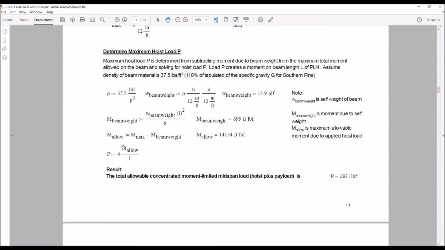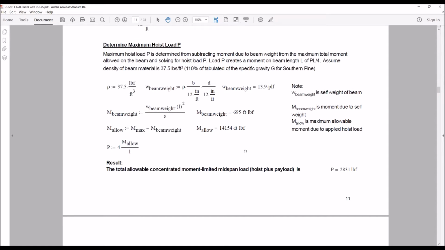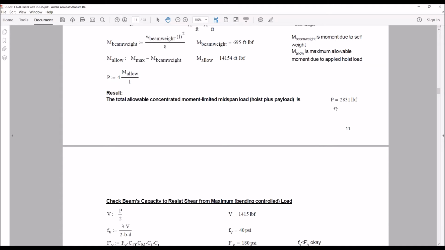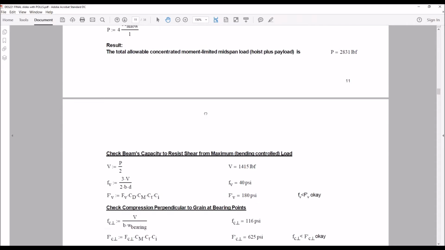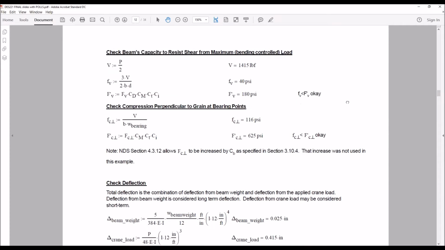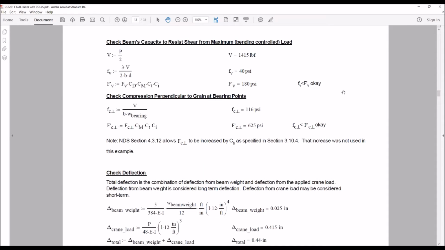Again, we just rearrange that formula and we can determine that our allowable concentrated load at midspan is 2,831 pounds. So with that as our maximum load, we then just need to do a few other capacity checks to determine we're not exceeding the beam's capacity in any other direction. So the first check we'll do is a shear check.